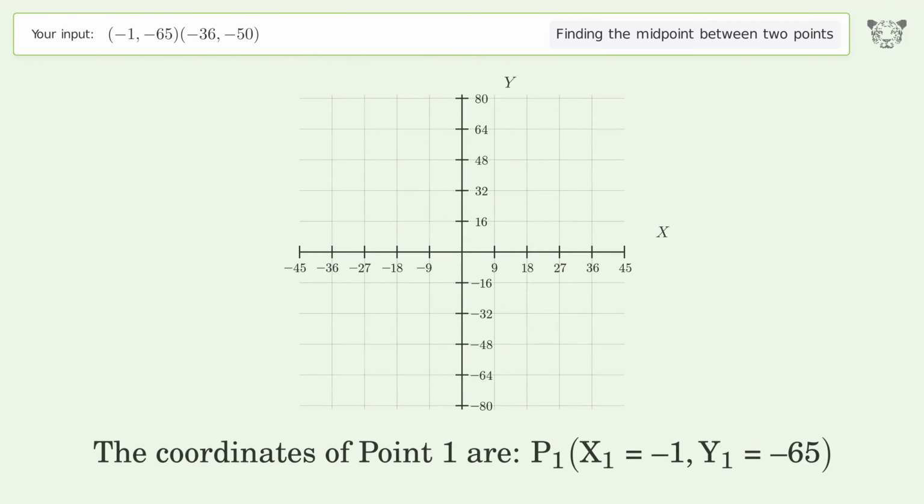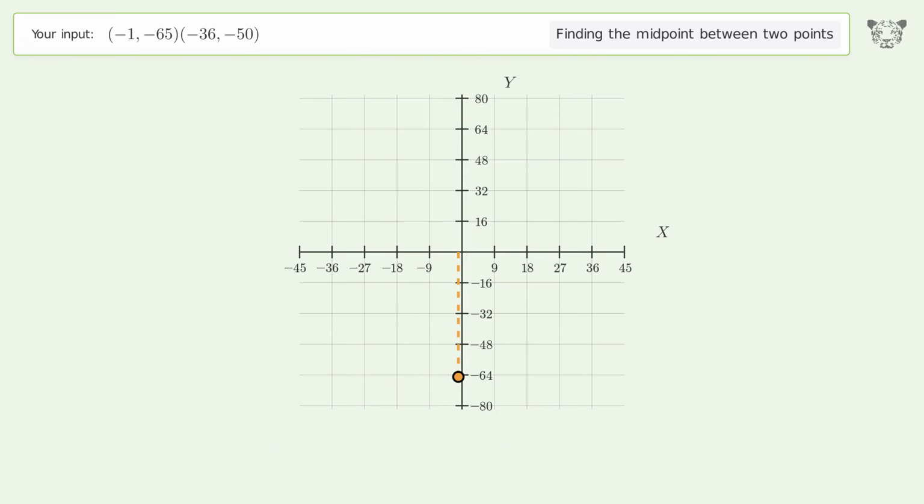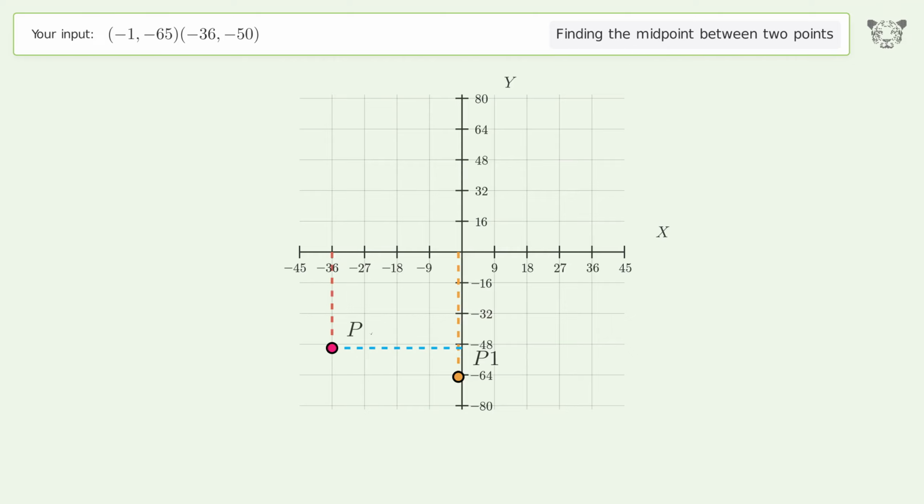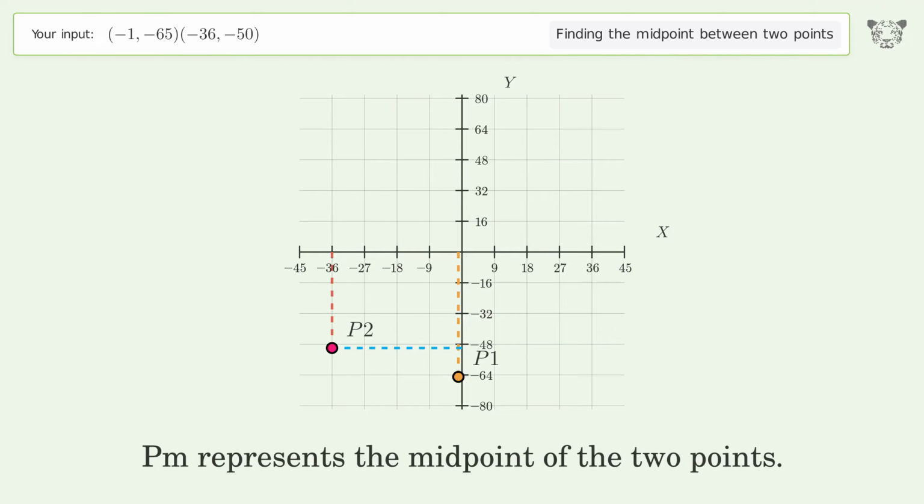The coordinates of point 1 are, x1 equals negative 1, y1 equals negative 65. The coordinates of point 2 are, x2 equals negative 36, y2 equals negative 50. PM represents the midpoint of the 2 points.